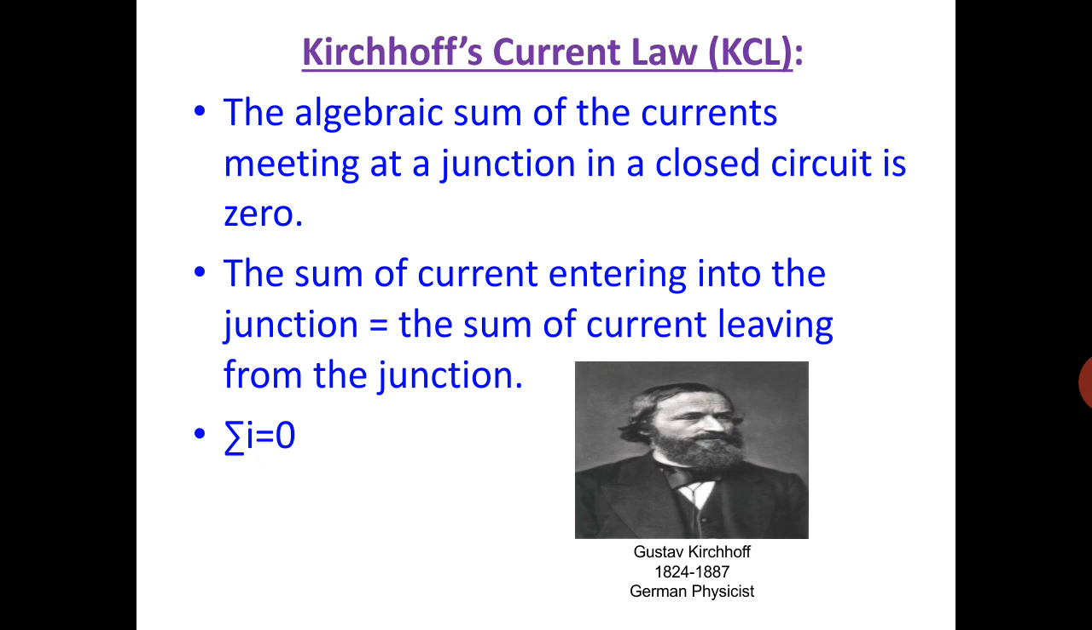It says the algebraic sum of currents meeting at a junction in a closed circuit is 0. This is one way of stating it. The other way of stating it is that the sum of current entering the junction is equal to the sum of current leaving the junction. Mathematically, we depict both statements as summation of I is equal to 0, that is, the sum of all the currents meeting at the junction in a closed circuit is 0.